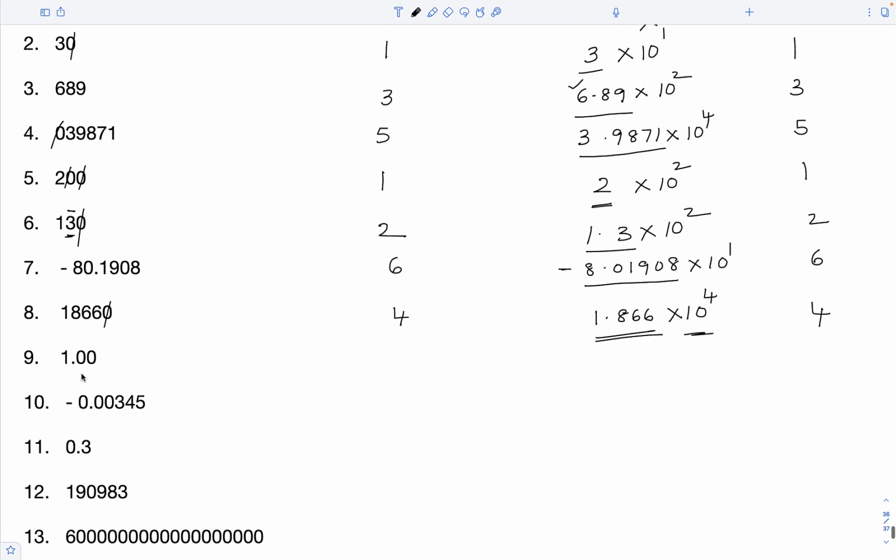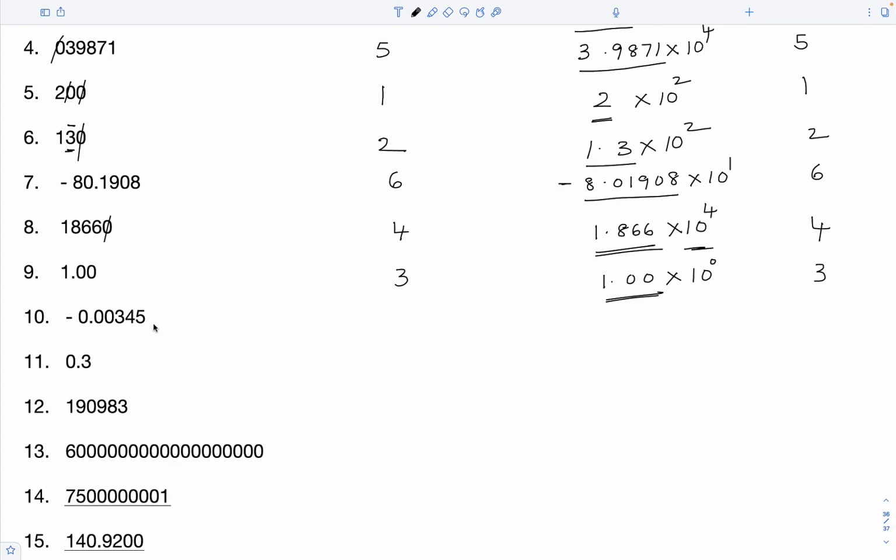And here we have 1.00. And you know there are 3 significant figures in this measurement. And it can be represented as 1.00 multiplied by 10 to the power of 0 in scientific notation. And by looking at the significand, we can understand that there are 3 significant figures. And the number of digits in the significand is also 3.